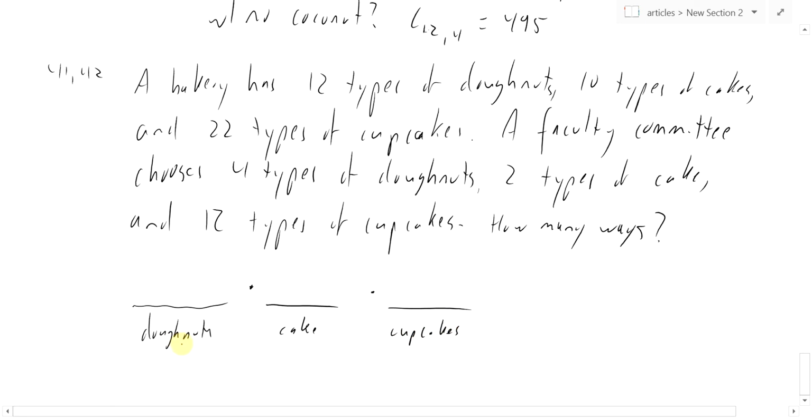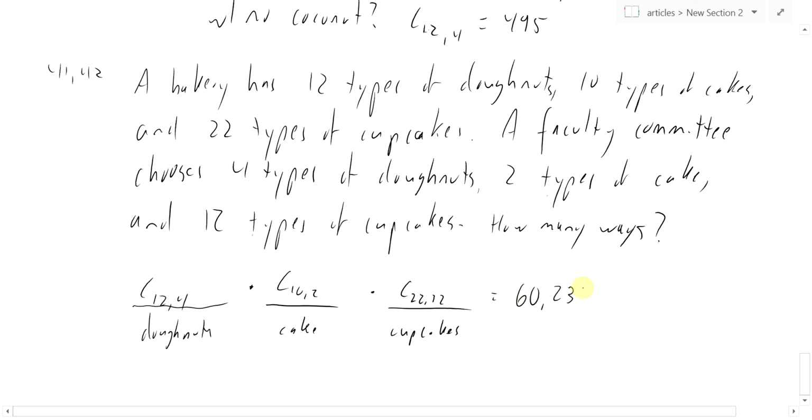How many ways are there to pick donuts? Well, they're picking 4 out of 12, and they're not really worried about the order, so C12, 4. They're picking 2 types of cake out of 10, so C10, 2. And then they pick 12 types of cupcake out of 22, C22, 12. If you multiply all that together, it turns out that it's a very big number.